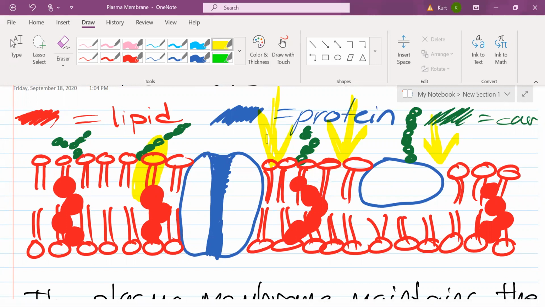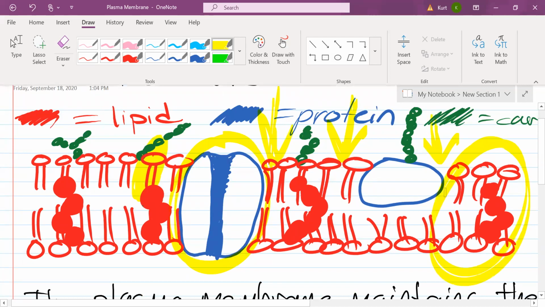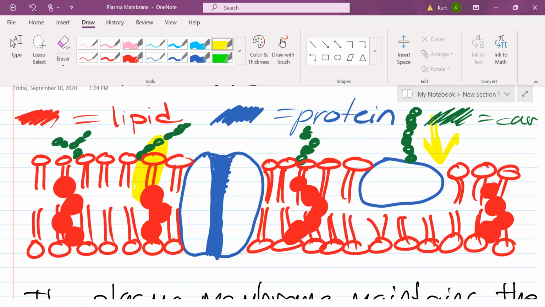It is not like what you are right now. You all are sitting in one spot. You're not moving. That is not what a plasma membrane is like. This big protein right here, it could be over here in a minute. It's always moving around. So we call that like a fluid situation.